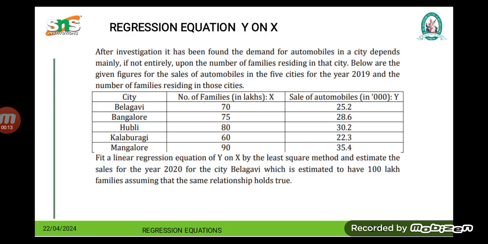After the investigation, it has been found that the demand for automobiles in a city depends mainly, if not entirely, upon the number of families residing in the city. The following problem gives a city, the number of families, and sales of an automobile. Number of families is given with the variable x and sales of automobile is given with the variable y. We should find the regression equation y on x by the least square method, and we have to estimate the sales in the year 2020.